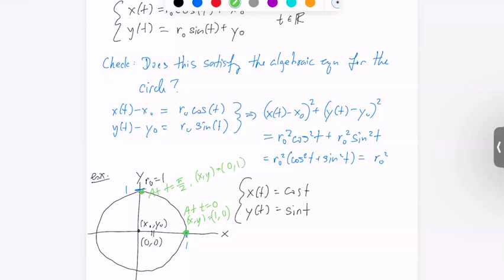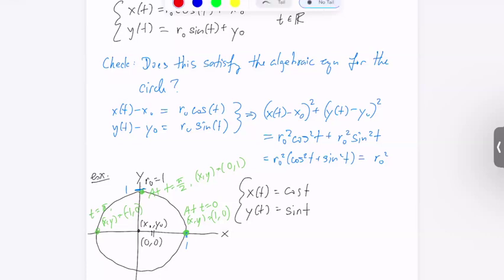You could see at t is equal to, say, pi. You could check cosine of pi. It's going to be equal to minus 1. So at t equals pi, xy is equal to minus 1, 0, and so forth.